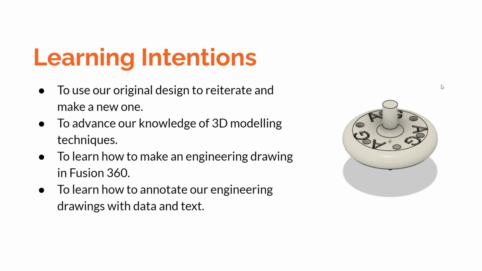So our learning intentions are to use our original design, so our iteration 1, to adapt and make a new design. So this will become our MK2. Now, this isn't the only way that you can reiterate. You can start from scratch as well because it's not a very hard thing to model. We're going to use some slightly advanced modeling techniques, and I'll detail those in the next slide.